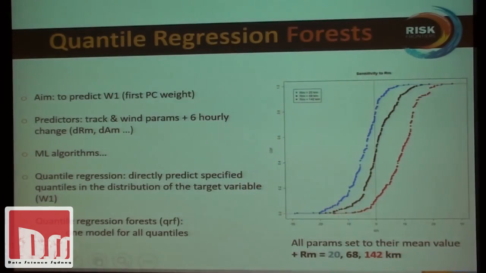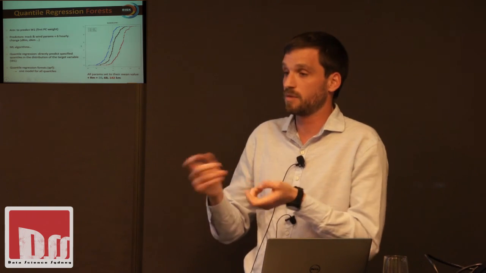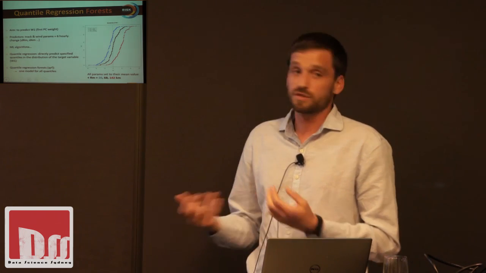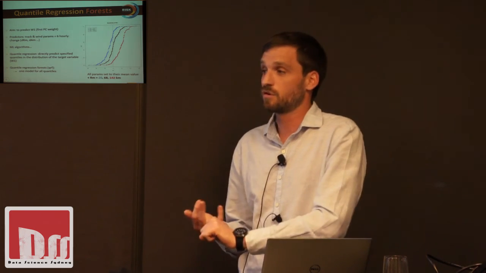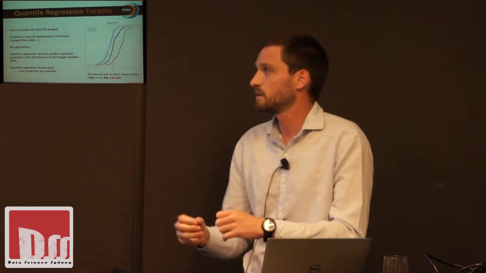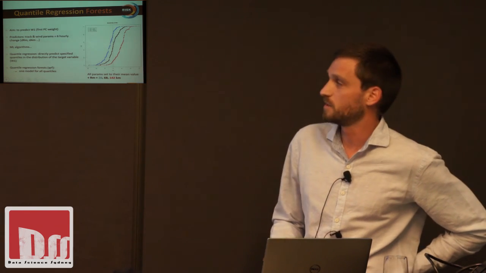So the predictors we're using in this model, well, I'm using everything that would be available in the CAT model, because that's the framework I work in. That means all the track and wind parameters I discussed, and also the 6 hourly change. So it's good to know about the size of the storm. It's also good to know if it's actually shrinking or increasing, and things like this. So these will be a total of 18 parameters.